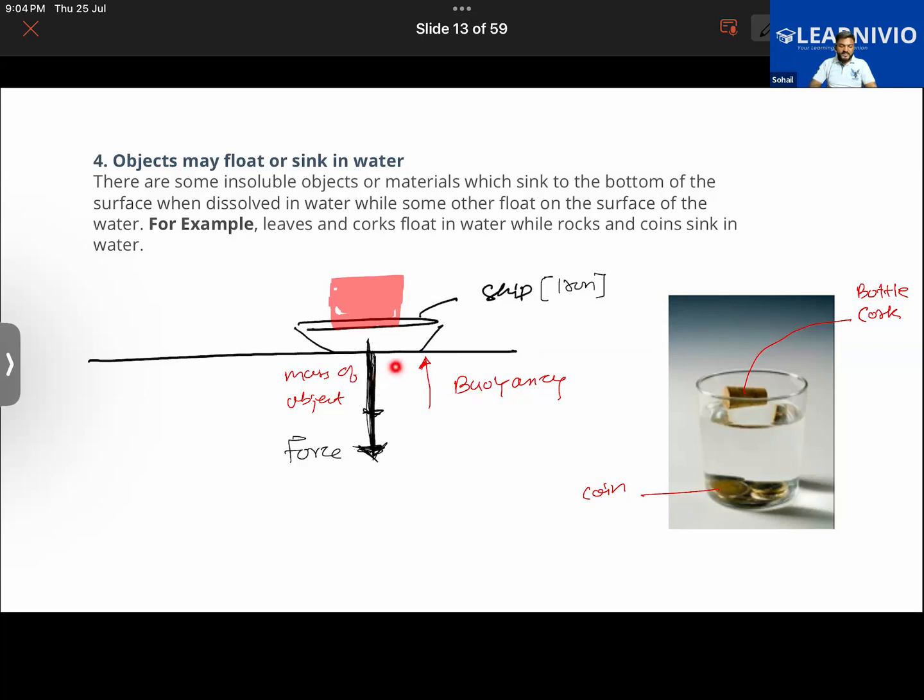How much water has been displaced by that object. All that has to be taken into context. But the general thing you have to memorize is that an object would be floating if its density is less than water. It will be sinking if its density is more than water. If the density is more than the water, it will be sinking, and if it is less, it will be floating. Very good.